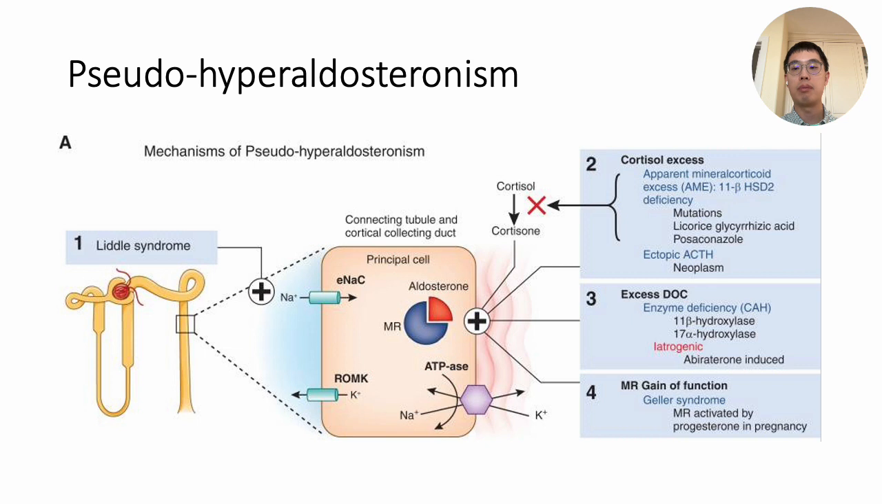Lastly, in point 4, the mineralocorticoid receptor can have a gain-of-function mutation that results in our triad. This situation is called Geller syndrome. Interestingly, it affects pregnant patients more compared to non-pregnant patients. You do not need to know all the details of this at the MS1 level, though knowing that there are several mechanisms that can cause pseudo-hyperaldosteronism will be helpful in your clinical practice in the future.